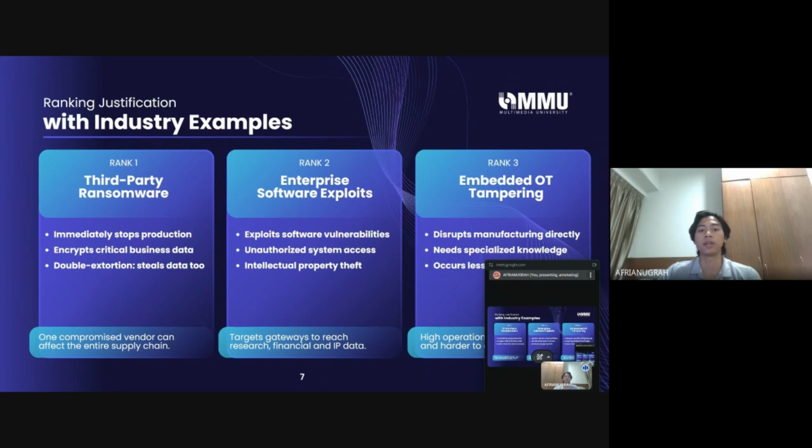Overall, these rankings help organizations prioritize cybersecurity investment based on both business impact and attack probability.